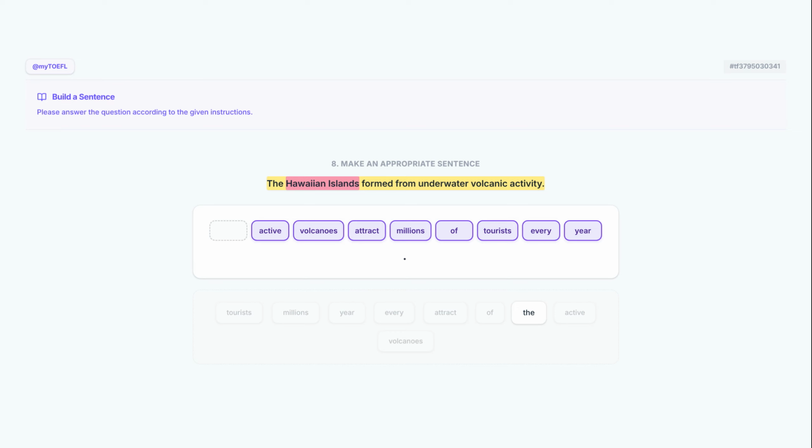To succeed in the Build a Sentence task, always identify the subject and verb first to establish a solid grammatical foundation. Ensure that you transition logically from the context sentence by looking for thematic links. Finally, double-check that all modifiers and prepositions are placed correctly for natural English phrasing.